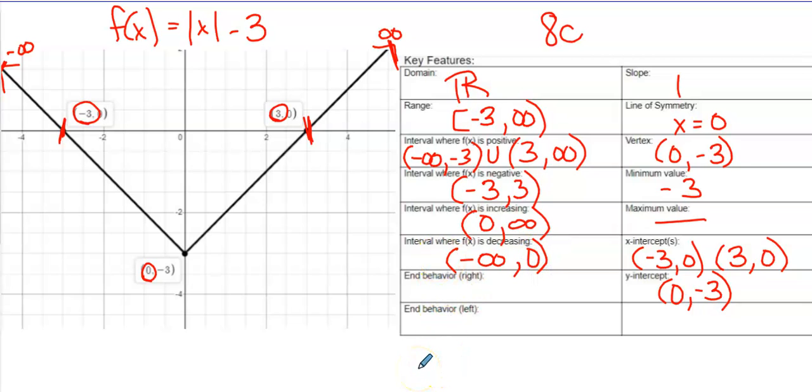Okay, in behavior, I'm going to do left first. So I'm looking at this arrow. It's going up and to the left. So that is y approaches positive infinity as x approaches negative infinity. I wonder if I can do my infinity like that. That might be better. Okay, in behavior right, y approaches positive infinity as x approaches positive infinity also.